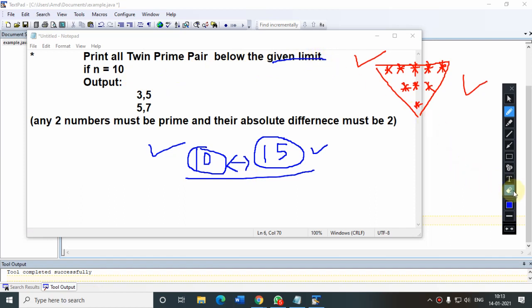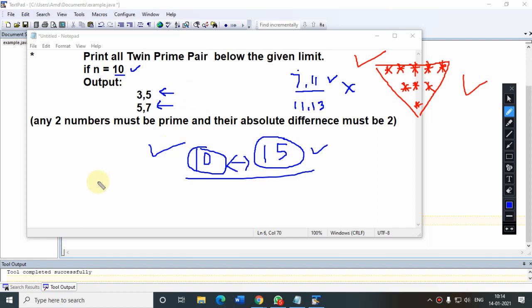This is very, very important, everyone. Suppose the limit the user has entered is 10. In that case, the output would be 3 and 5, and 5 and 7. You do not print 7, 11. Why? Because these two are prime, but the absolute difference is not 2. 11, 13, you are not supposed to print. Why? Because this is coming after the limit, that is your n, 10. Am I clear? So below this limit, you need to print all the twin prime pairs.